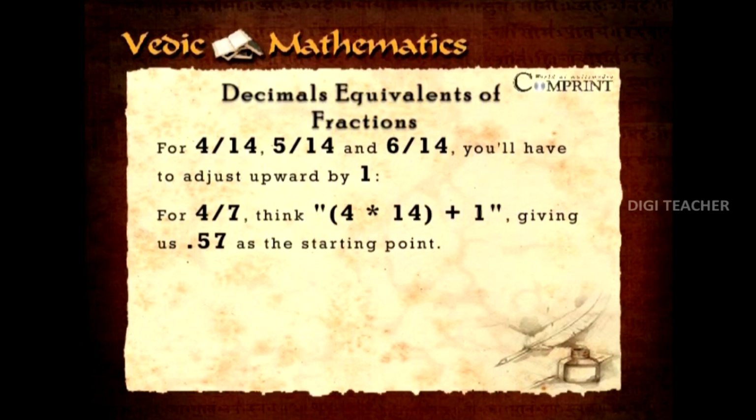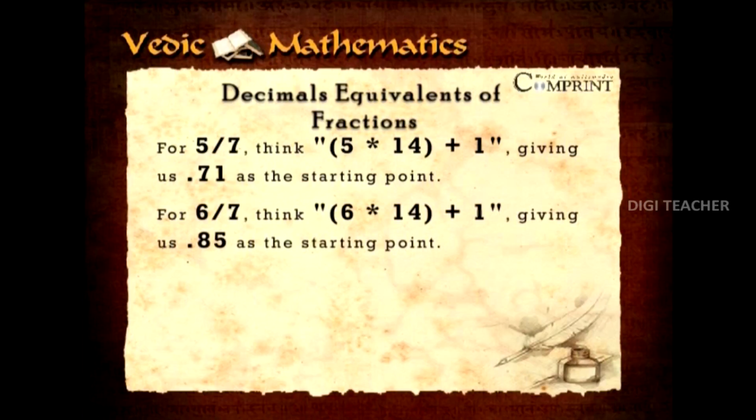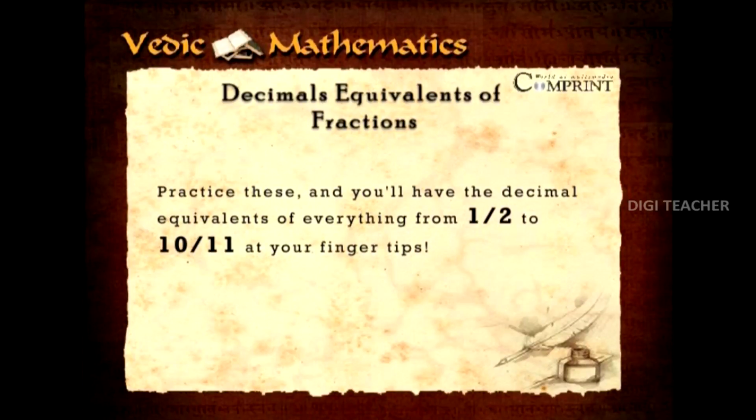For 4/7, think 4 multiplied by 14 plus 1 giving us 0.57 as the starting point. For 5/7, think 5 multiplied by 14 plus 1 giving us 0.71 as the starting point. For 6/7, think 6 multiplied by 14 plus 1, giving us 0.85 as the starting point. You practice these and you will have the decimal equivalents of everything from 1 by 2 to 10 by 11 at your fingertips.